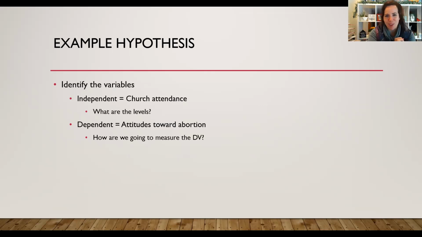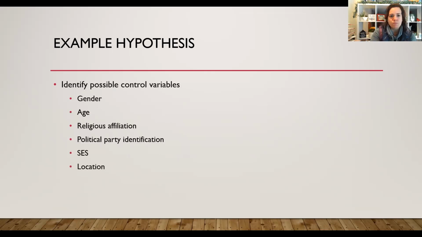I just talked about that. All these things. So independent variable, how often are you going to church? You would need to think about the levels of that, right? Like, would you want somebody to write it in or would you want to give them an option? Never, once a month, once a week, more than once a week, like what would that look like? And then your attitude toward abortion will be your dependent variable.